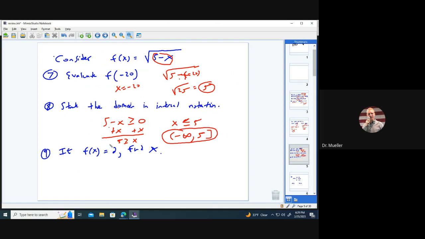Number 9, it says if f of x equals 2, find x. So now 2 goes in there. So we have 2 is equal to the square root of 5 minus x. Then we have a square root function, so we're going to square both sides. So we get 4 is equal to 5 minus x. And we're going to subtract 5 and subtract 5. So we get 4 minus 5, which is negative 1, equals negative x. Multiply both sides by negative 1, and we get that x is equal to 1.